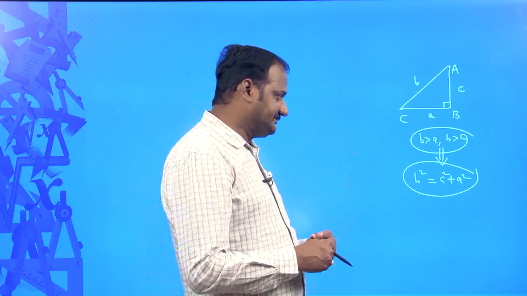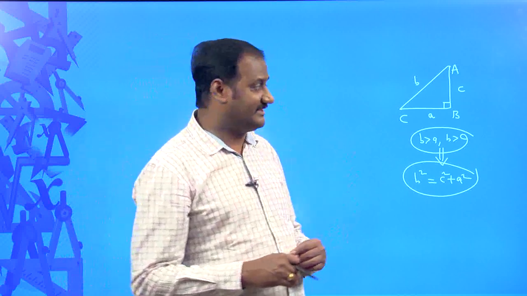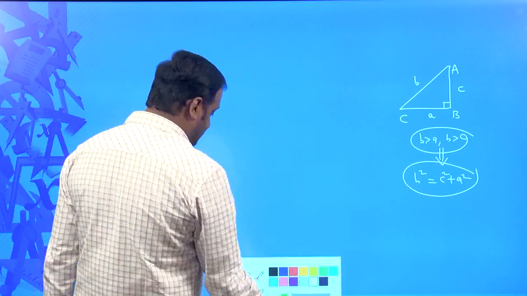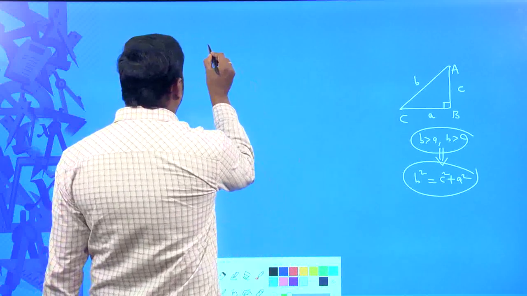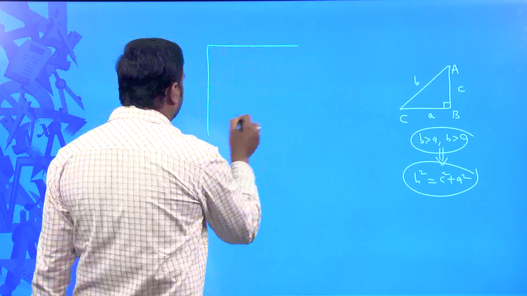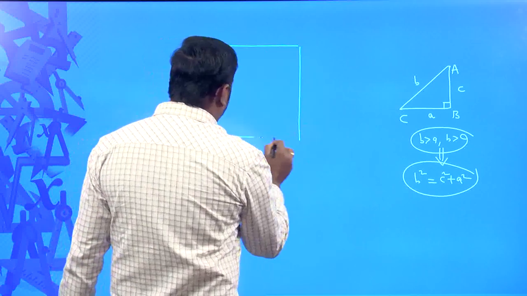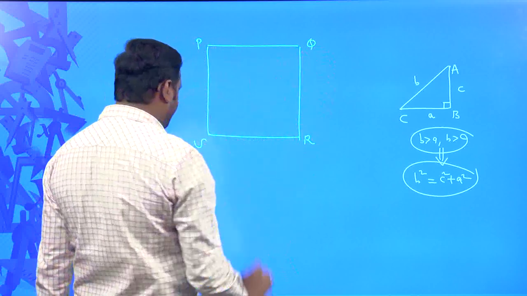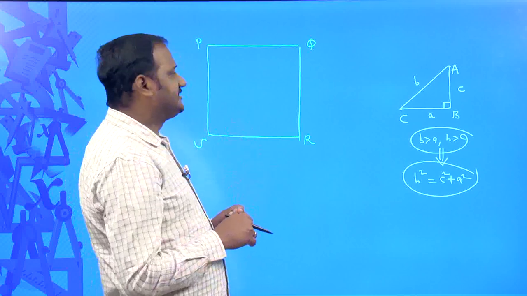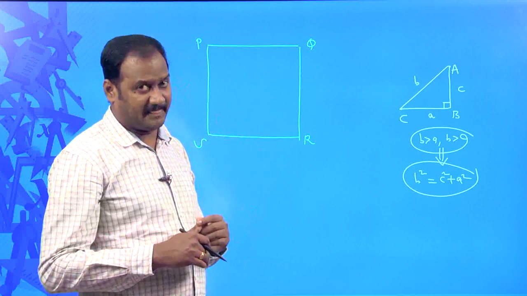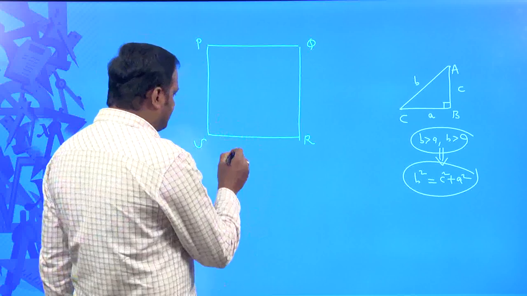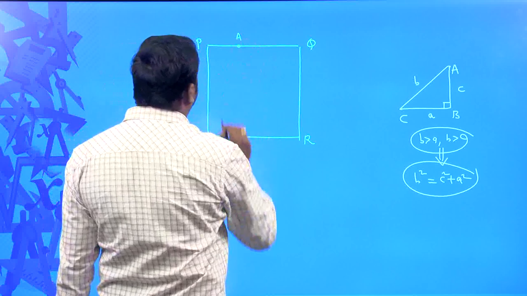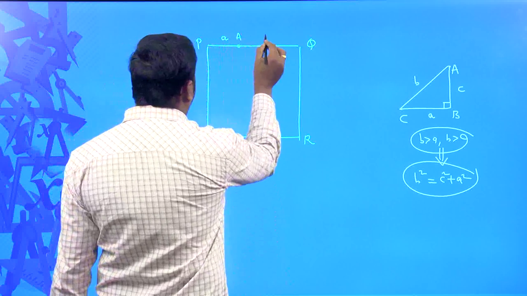I am going to prove this Pythagoras theorem by one of the strategies. That strategy is, let me take one square, okay, I am taking a square. So, this is a square, for example PQRS, a square in which every single side is divided by a point in equal ratio. In which ratio? Equal ratio. For example, let us start from here. This is a point, say A. It is dividing PQ into the ratio of small a and small b.